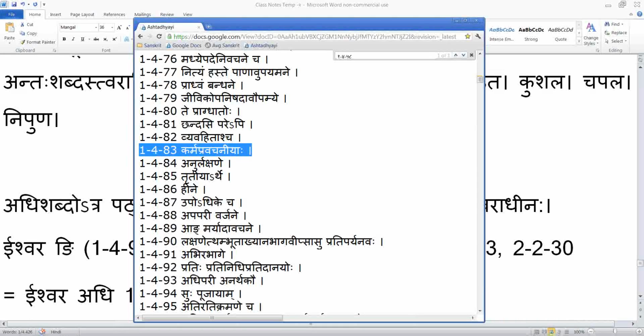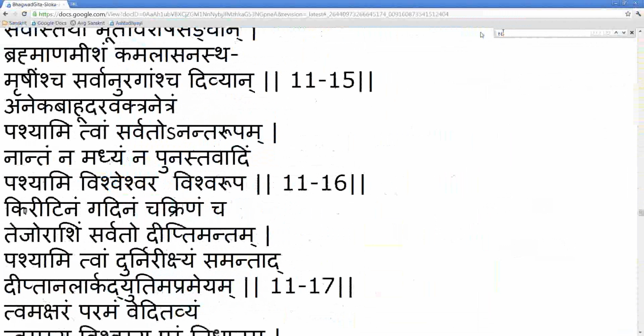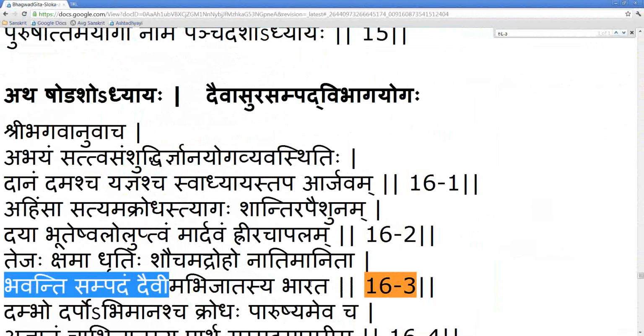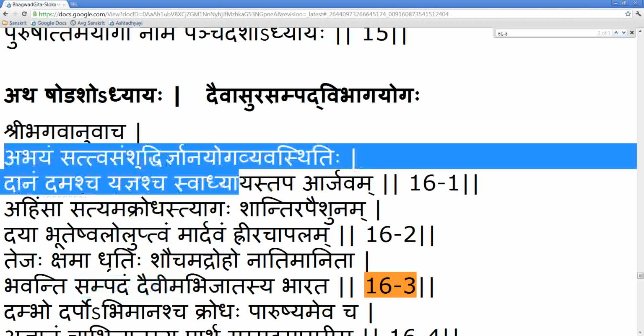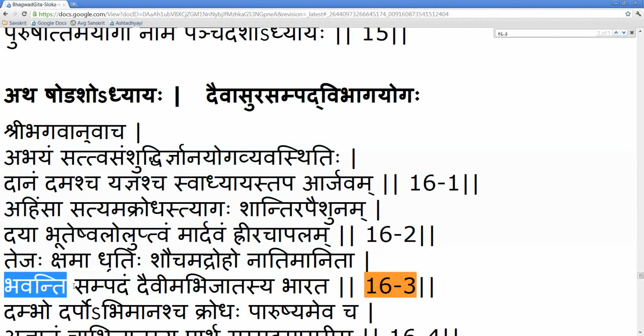By the way, just on the side topic, in the Bhagavad Gita, a very good example of karma pravachaniyaha comes in chapter 16. I think it's the third shloka itself: tejah kshama duti shaucha madroho nati manita bhavanti sampadam daivim abhi jatasya bharata. This sampadam daivim is a dvitiya ekavachanam. Look at this shloka, which is a list of virtues, a guna suchi, and then it says bhavanti. So these gunas occur. Sampadam daivim. Now daivim sampadam is dvitiya ekavachanam.